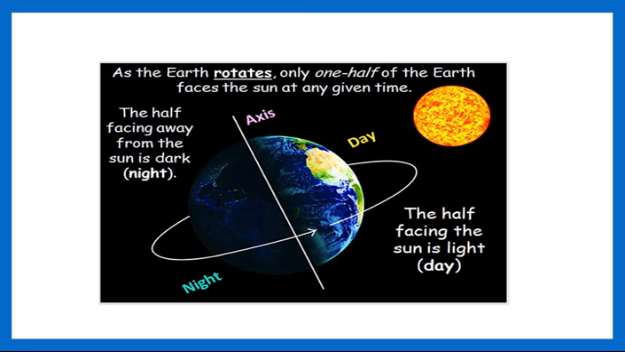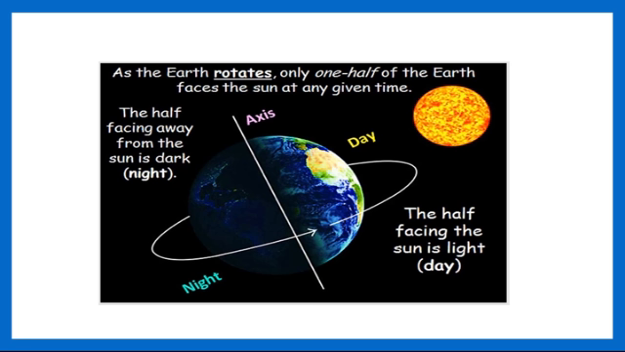Which side is facing the sun, there is daytime, and the opposite side has night time. The half facing away from the sun is dark, that means night. Why do we have day and night? Because the earth rotates on its axis. That's why we have day and night.